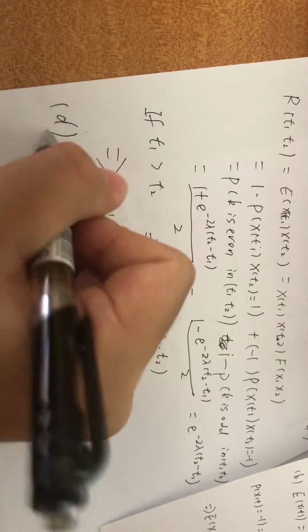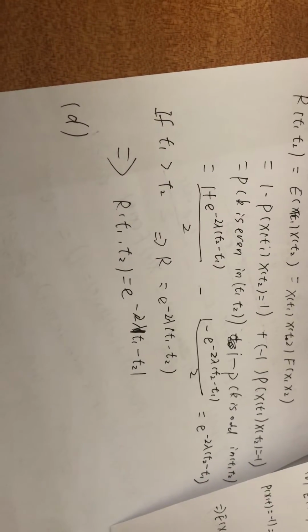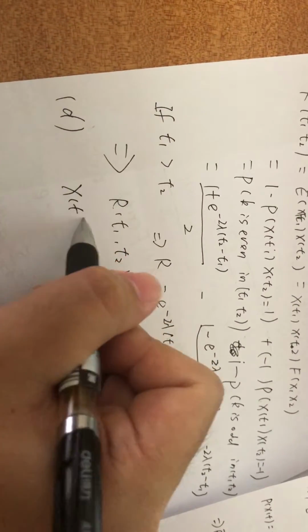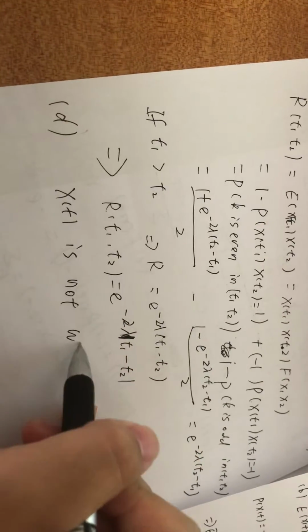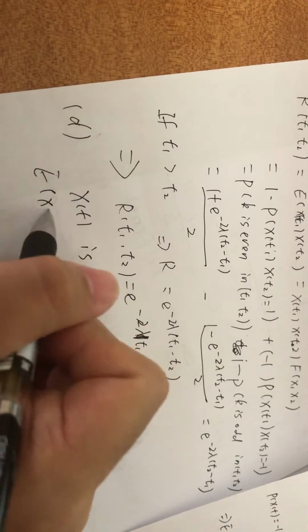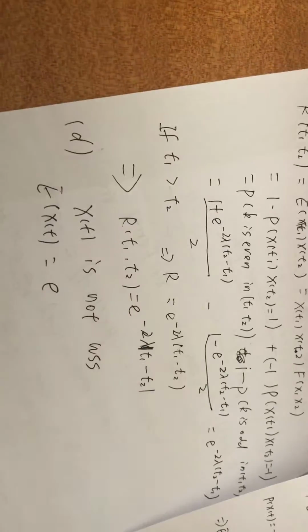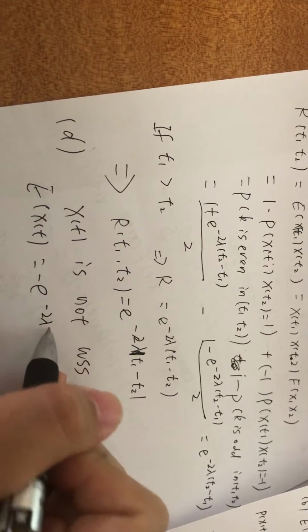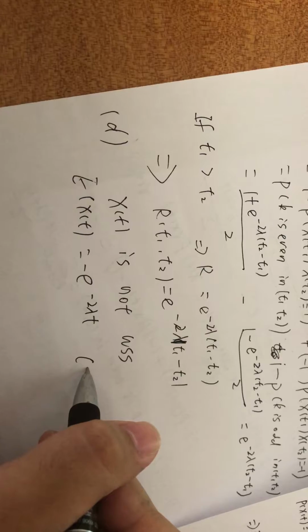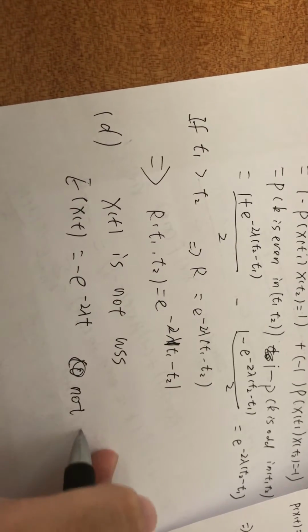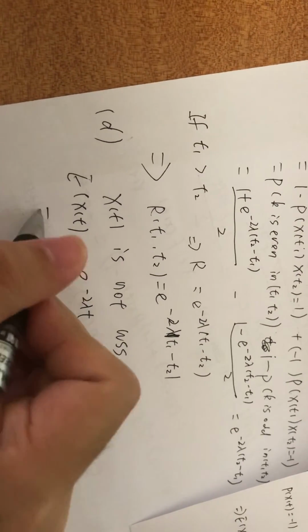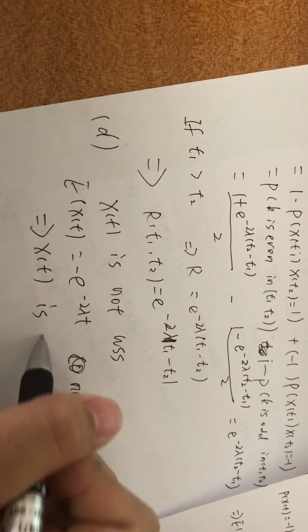And the last question is, is X(t) WSS? I think X(t) is not WSS, because E[X(t)] equal to negative e to the minus 2 gamma t, and this is not a constant. So according to the definition, X(t) is not WSS. That is the problem.